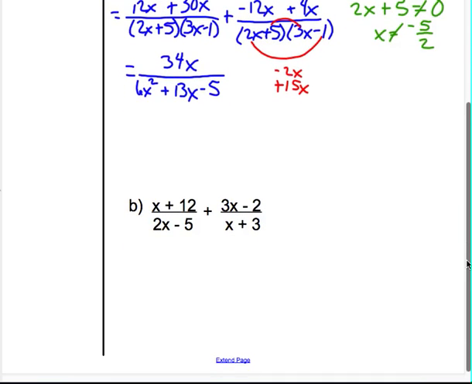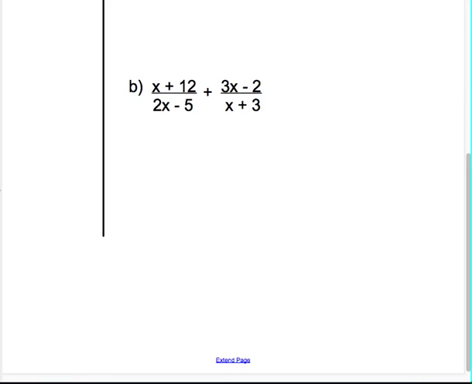One final example. Again, it's in factored form. I don't have any common factors, so I'm going to go ahead and multiply my second one by 2x over 2x minus 5. And I'm going to multiply my first one by x plus 3 over x plus 3.